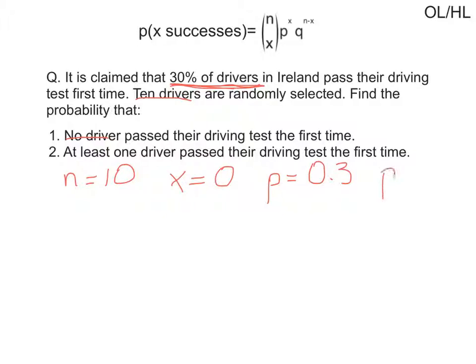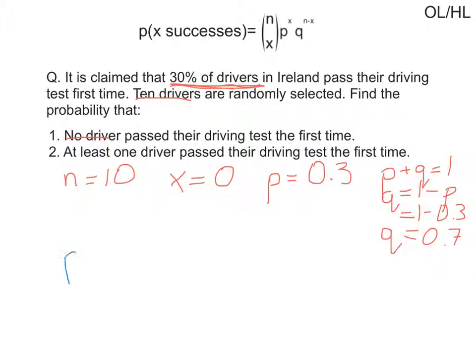We know that p plus q equals 1. So this means that q has to equal 1 minus p, or in this case 1 minus 0.3. So the probability of failure, q, is equal to 0.7. It is quite common to be only given the probability of success or the probability of failure. Now we'll fill into the formula.